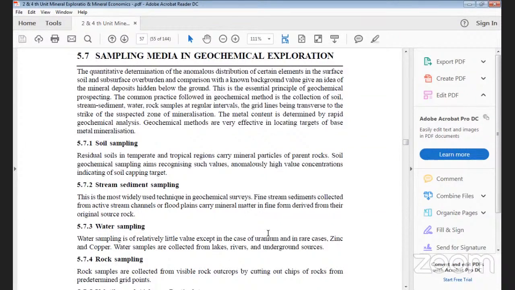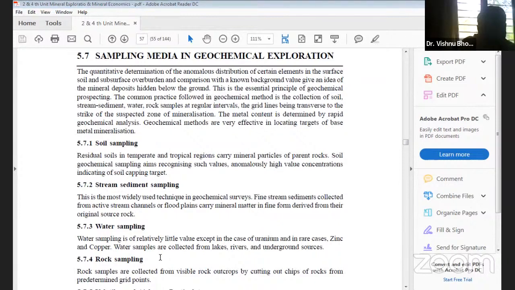And you make a traverse, and as per the traverse line, we will collect the samples in the middle of a grid. So there are various types of sampling media we'll use from a geochemical point of view. Geochemical methods are very effective in locating target areas on the basis of metal mineralization.